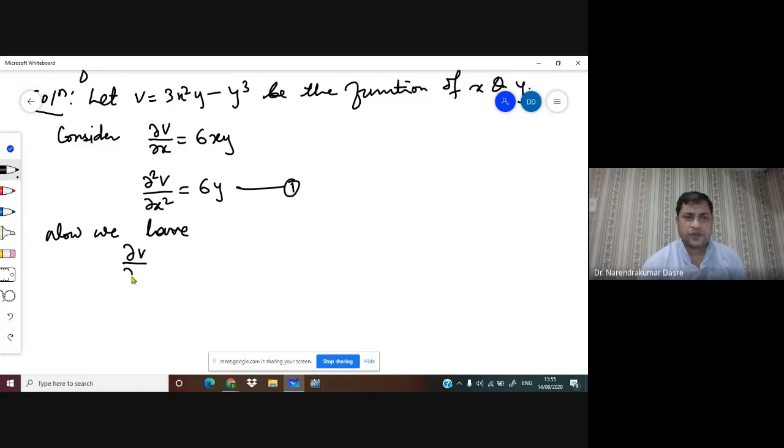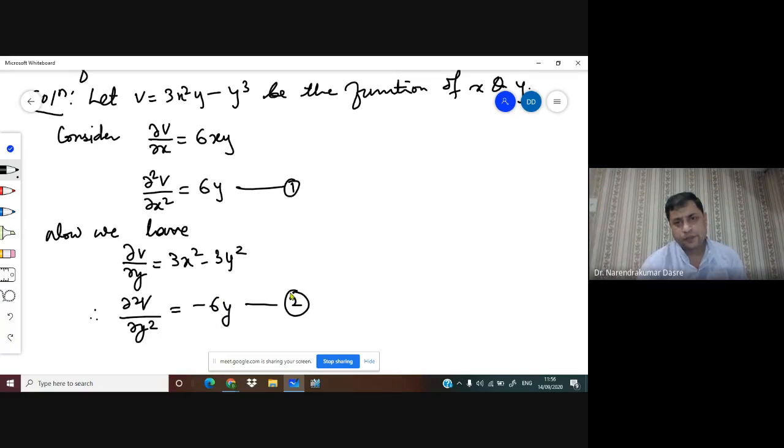So double v by double y is equal to e^x square minus 3y square. And then find the derivative with respect to y again. So double square v by double y square is equal to, the derivative of this term is going to be 0. The derivative of this term is going to be minus 6y. So this is going to be equation 2.